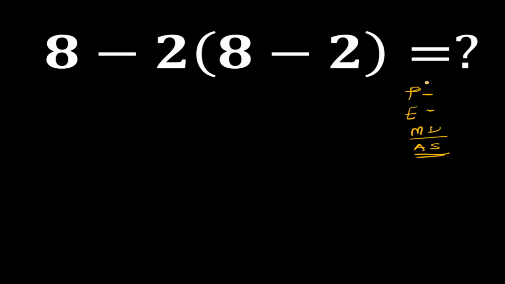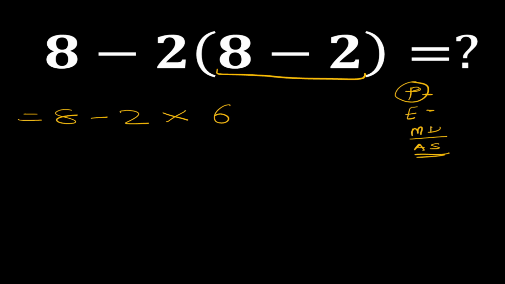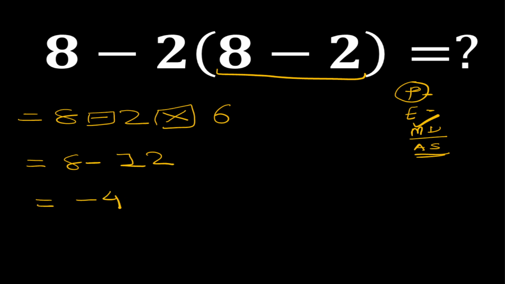So in this question, first we have to solve parentheses. So first we have to solve this parentheses. So is equal to 8 minus 2 multiply 8 minus 2 is equal to 6, right? Now here we have one subtraction and here we have one multiplication. So according to PEMDAS, first priority is multiplication. So is equal to 8 minus, or 2 multiply 6 is equal to 12. So now 8 minus 12 is equal to minus 4. So the correct answer is minus 4.